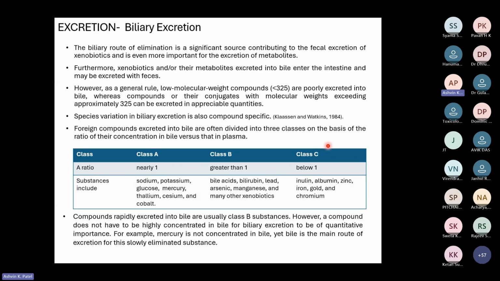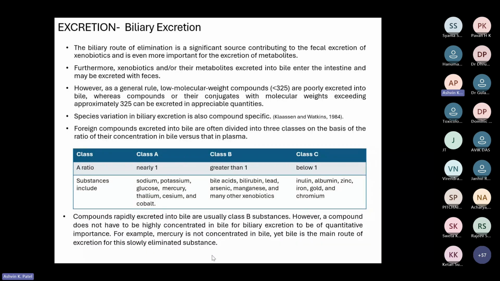Species variation in biliary excretion is also compound specific. There is not much species specificity in biliary excretion. Foreign compounds excreted into bile are often divided into three classes on the basis of the ratio of their concentration in bile versus that in plasma. So it is divided into class A, class B, and class C. A bile-to-plasma ratio of nearly 1 is class A, which includes substances like sodium, potassium, glucose, mercury, thallium, cesium, and cobalt.